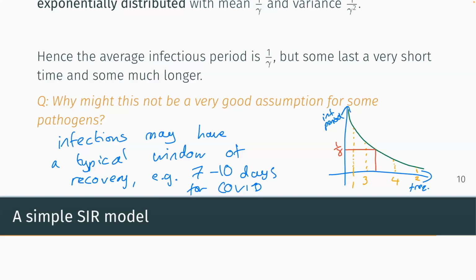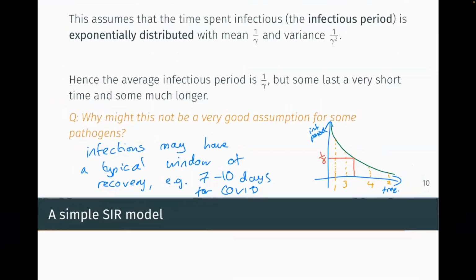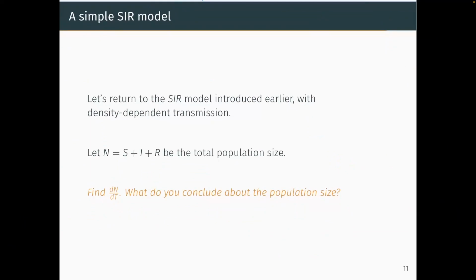You can overcome this by making the model a bit more complicated. One of the ways in which you can do it is you can have multiple infectious classes, and people transition between these infected classes, and that has the effect of changing this distribution and getting something that looks a bit more like a relatively narrow window for recovery. So there are ways in which you can do it. It's kind of good to know that this is an imperfect approach. Okay.